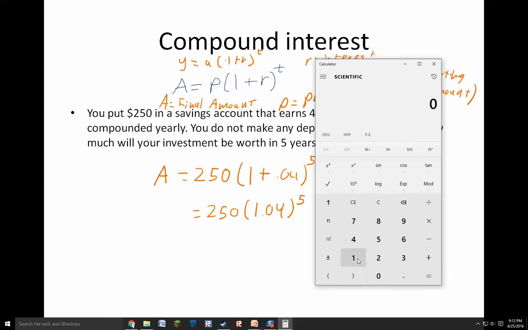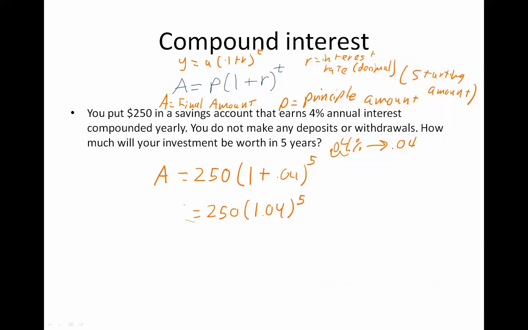This is 1.04 to the 5th power. And again, remember, I'm doing this part first because order of operations tells me do your exponents first. 1.21665. Now I'm going to multiply that by 250. 304.16. That's what my final amount is, and that's in dollars. And there we go.